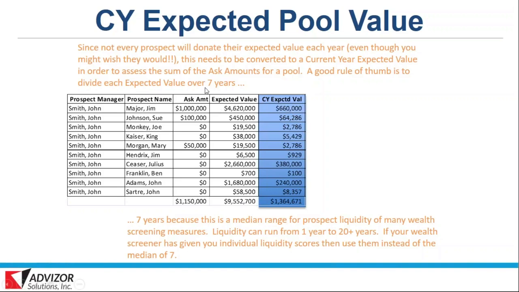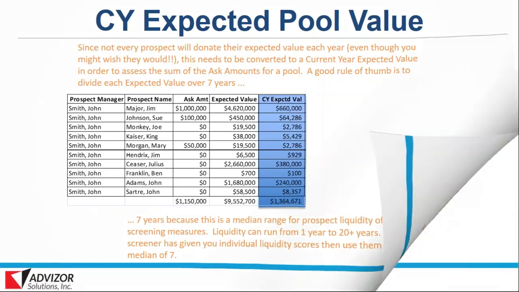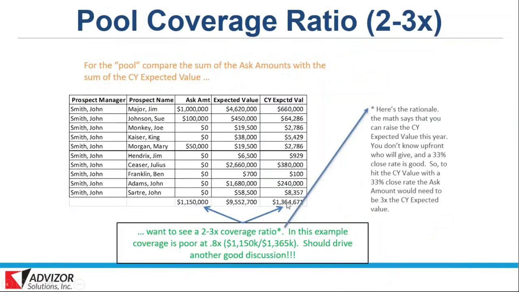So the concept is you divide, in this case, each of these by seven. So you get a total, which is saying this pool, whose total expected value is almost $10 million, in a given year should yield $1.3 million. Then what you want to do is compare the $1.3 million with the actual ask amount of $1.1 million. Generally, we like to see a 2-to-3 coverage ratio because you're going to close generally 25 to 30% of what you ask. You want to see this number be 2 to 3 times the expected value, and that's good. And again, it's not hard and fast.